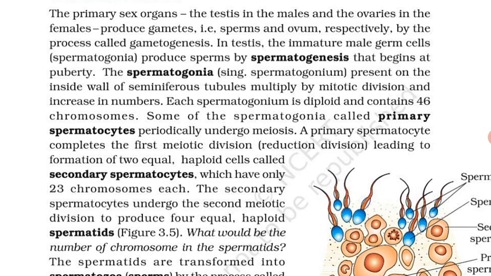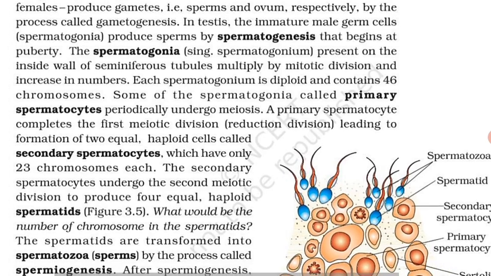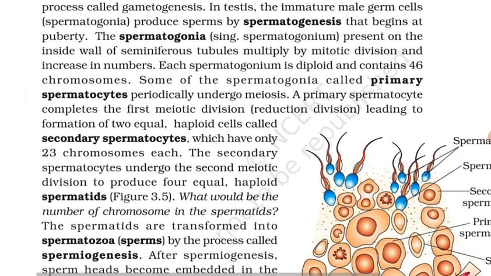I am reading the question again, listen carefully. What would be the number of chromosomes in the spermatids? Will the number change? No, it won't. The number of chromosomes in a spermatid is 23. OK? How many? 23.